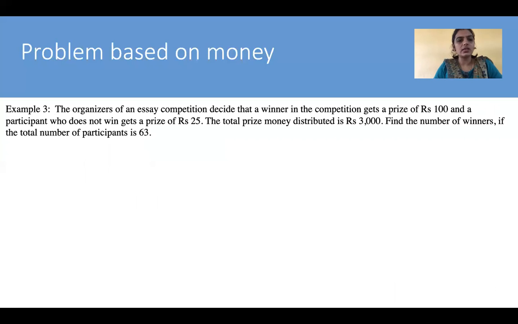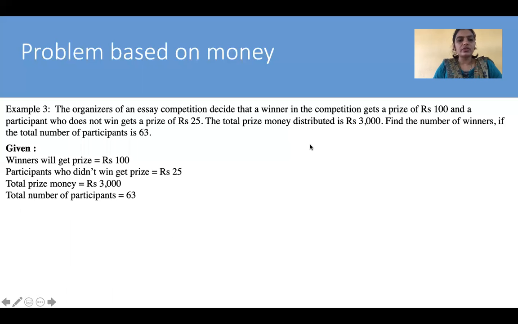Our next question is, the organizer of an essay competition decides that a winner in the competition gets a prize of rupees 100. Participants who did not win get a prize of 25 rupees. Total money distributed is 3,000 and the total number of participants is 63. All these things are given in the question. So we have to find the number of winners.